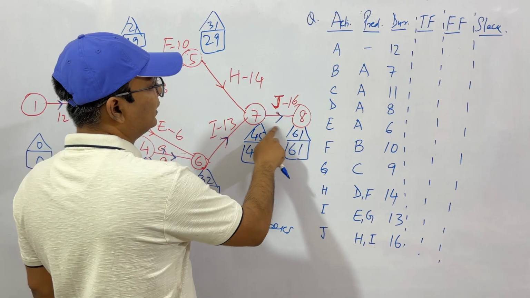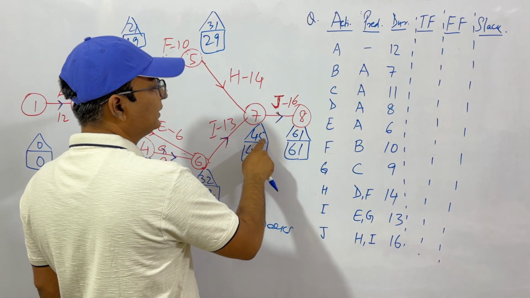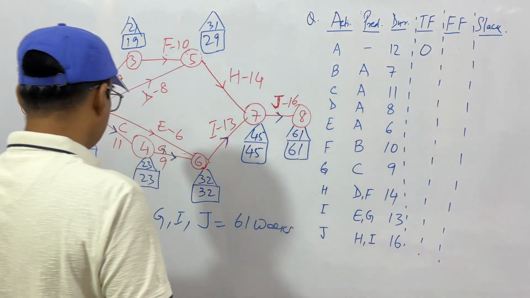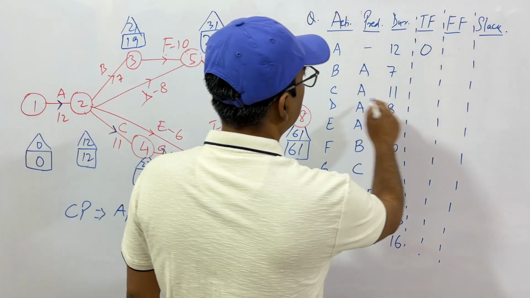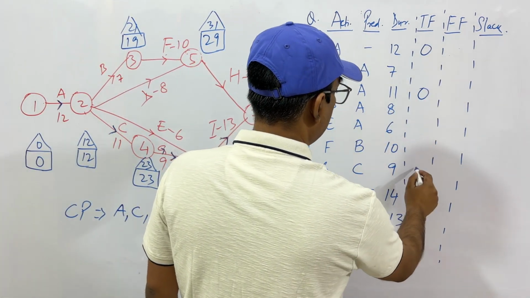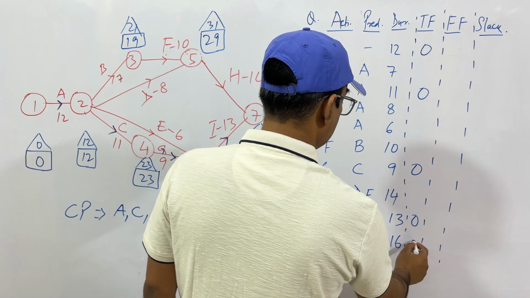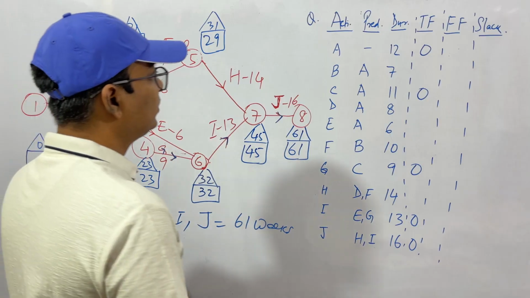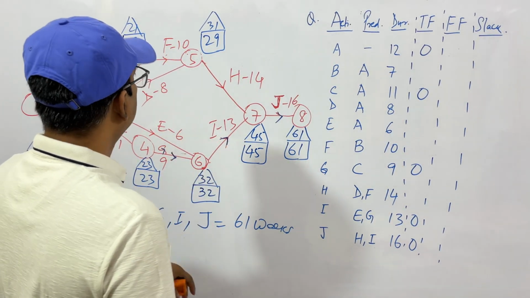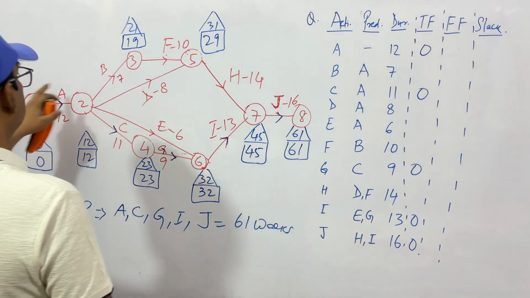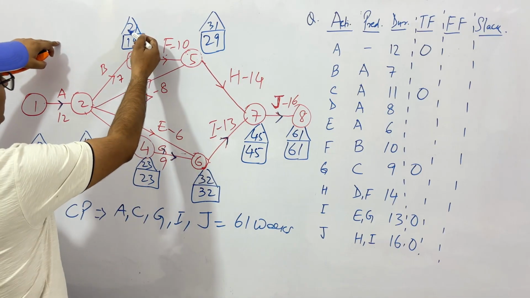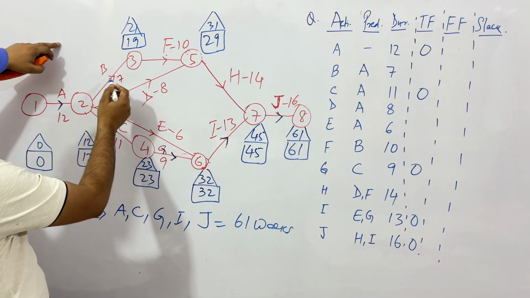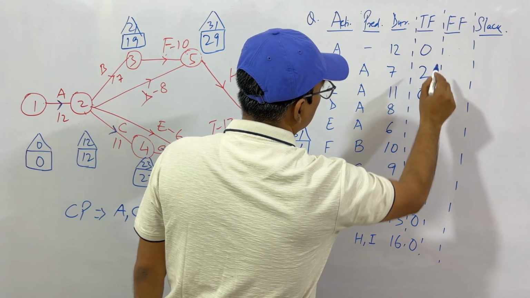How? See, this is the critical activity. So 61 minus 45 will be 16, 16 minus 16, 0. So directly you can put 0 for A, C, G, I, J. So this is 0. Directly you can write it. You can calculate also B. B is here. See, this is 21 minus 12. So 21 minus 12 is 9. 9 minus 7, 2. So total float is 2.